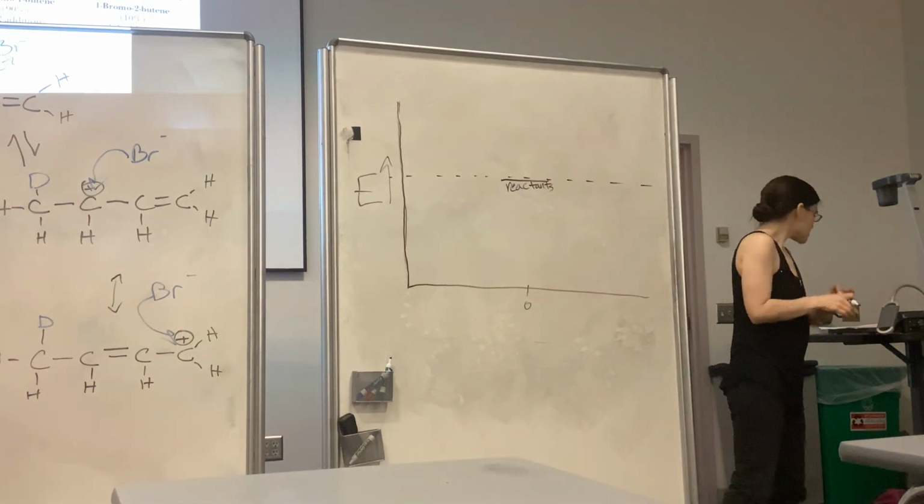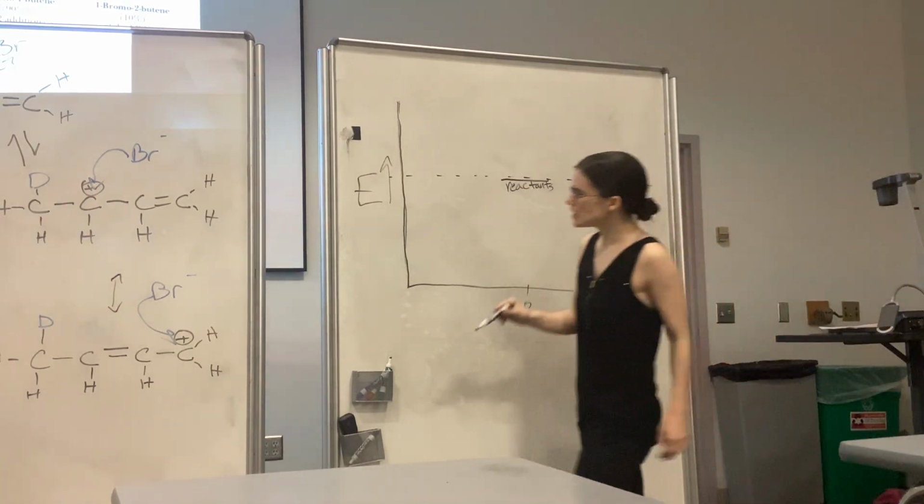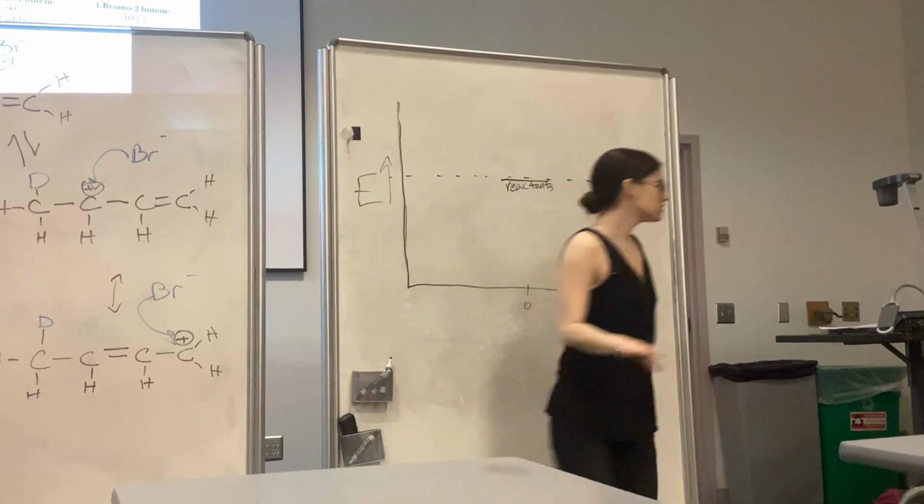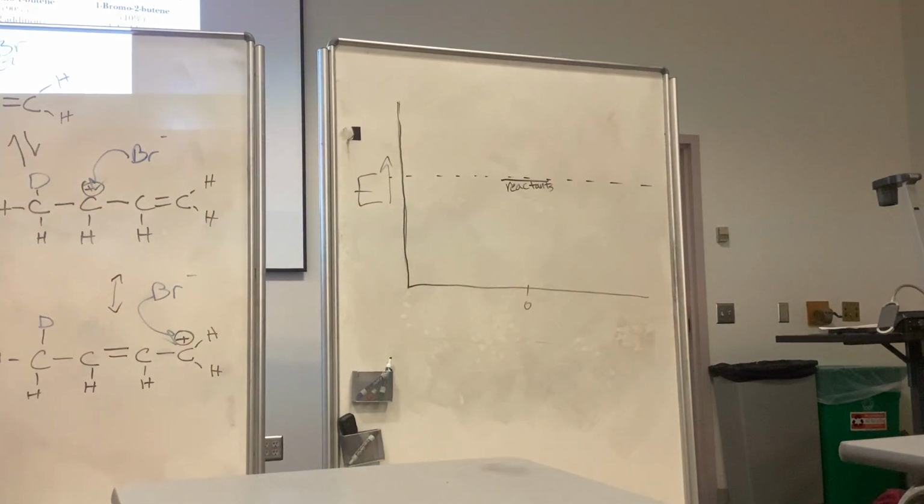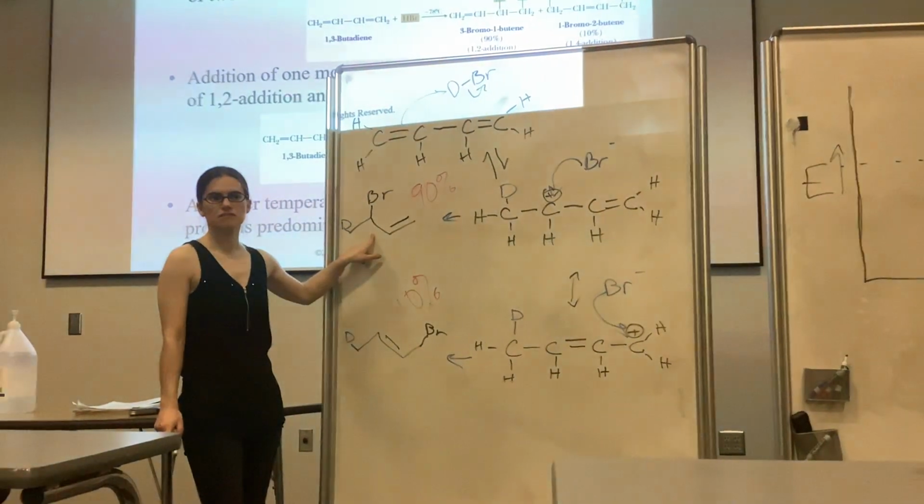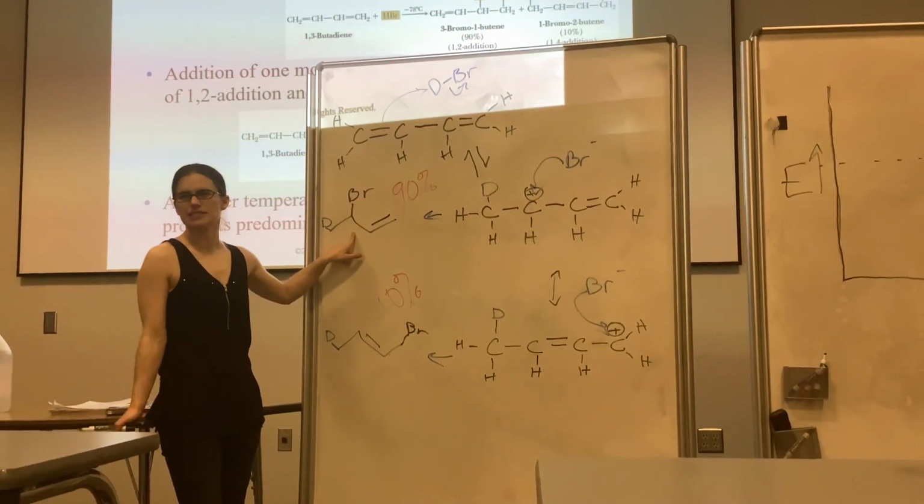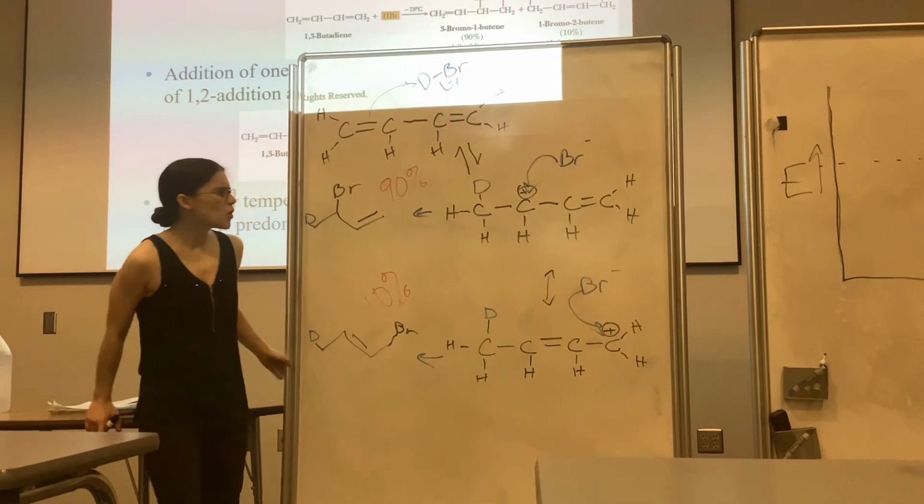all right, so we've got this, and we've got 2 different products. One of them is our 1-2 substitution, right? And one of them is our 1-4 substitution. So, at cold temperatures, we favor this. At higher temperatures, like 40, 60 degrees Celsius, we favor this. We're gonna figure out why.